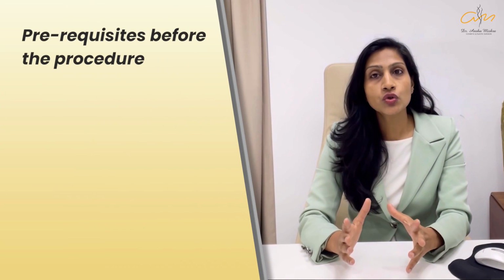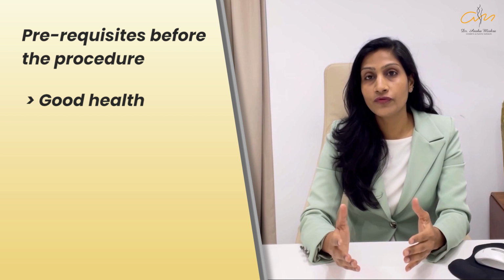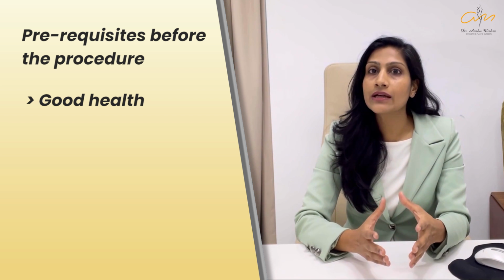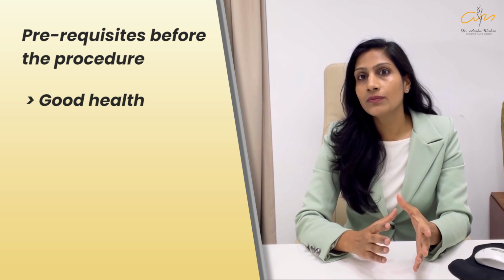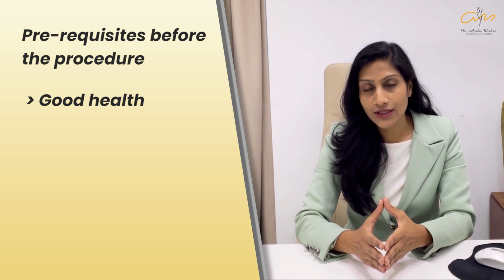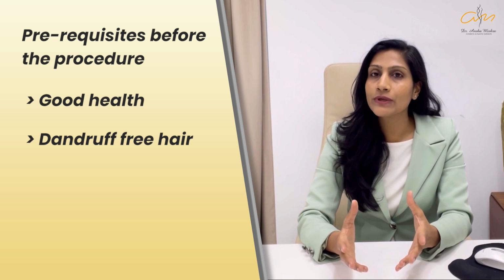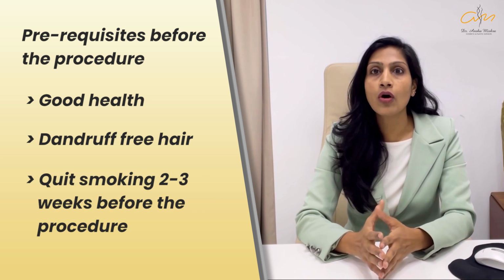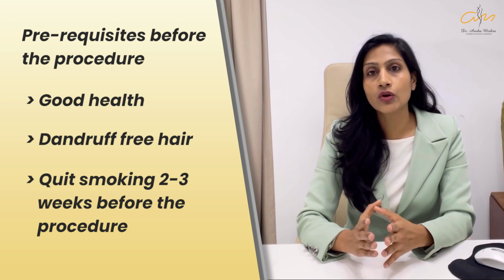Now, what are the things that you should take into consideration before planning for the hair transplant procedure? First, you should be in good health. If you have any comorbidities like diabetes or hypertension, they should be well controlled. There should not be any active infection in the scalp. The hair should be dandruff free. And if you smoke, then you should withhold smoking for a minimum of 2 to 3 weeks in order to achieve good results.